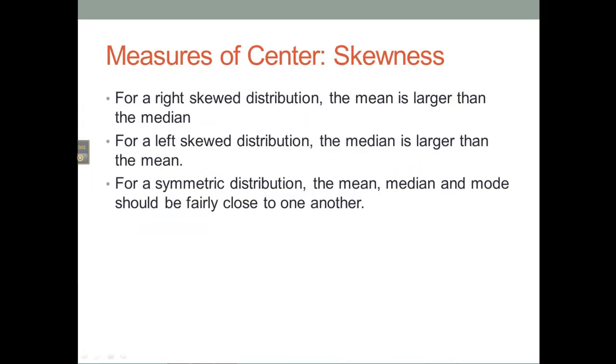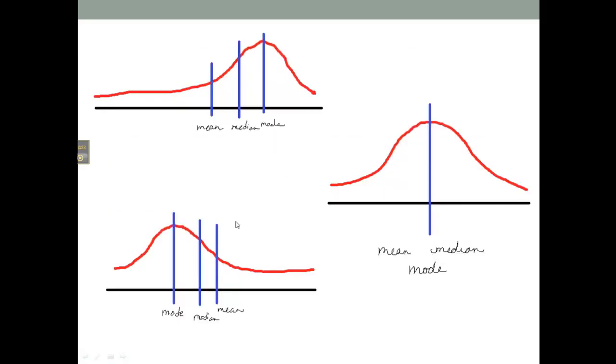All right, so when we're talking about skewness, for a right skewed distribution, where the data values are high, the mean is going to be larger than the median because the mean gets pulled towards the higher values. For a left skewed distribution, the median is going to be larger than the mean, or the mean is going to be smaller, because the mean is pulled towards those lower values. And for a symmetric distribution, they should pretty much all be right in the middle. So let me show you what I'm talking about. Here's a right skewed distribution, here's a left skewed distribution, and here's a symmetric distribution or a normal distribution. When we talk about standard deviation, we're really going to be talking about normal distributions. They're going to look like this.